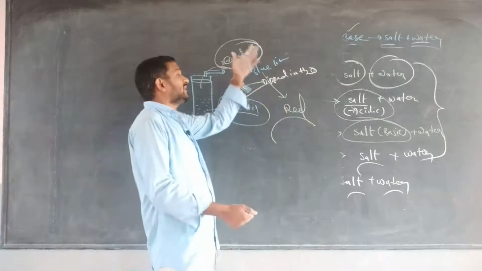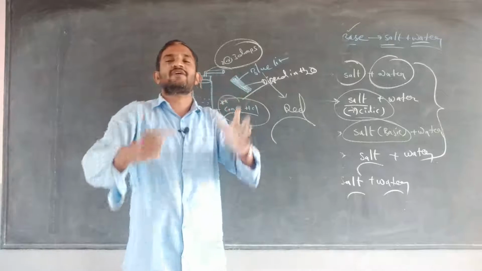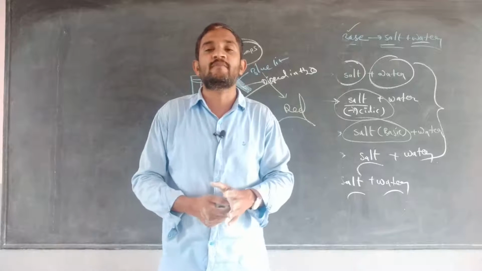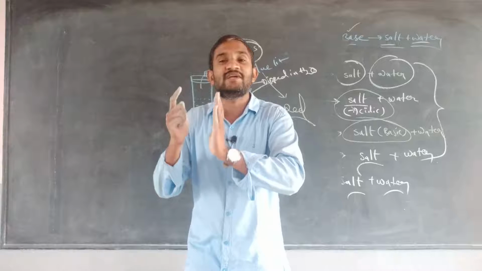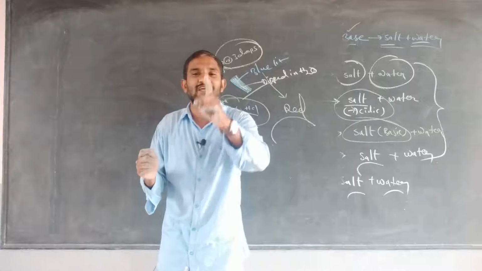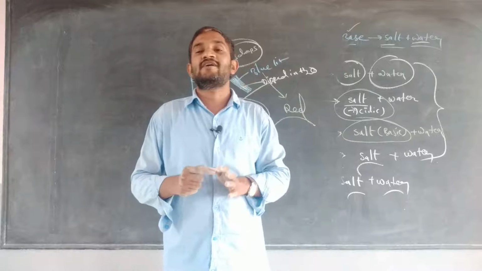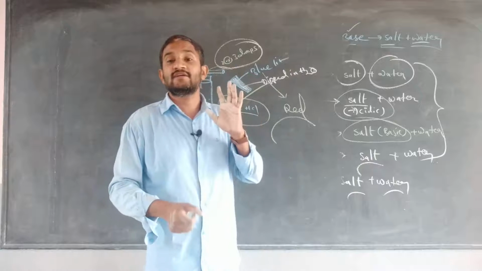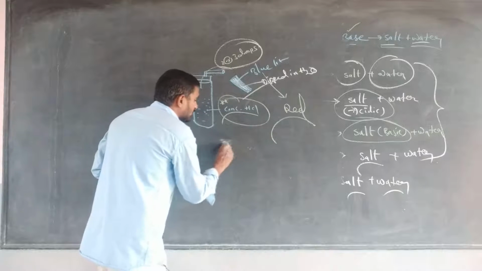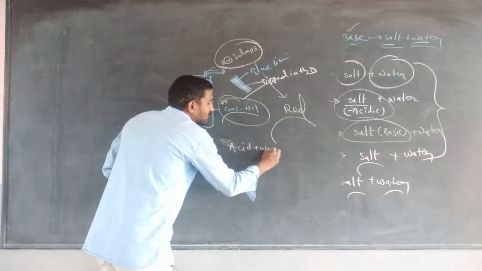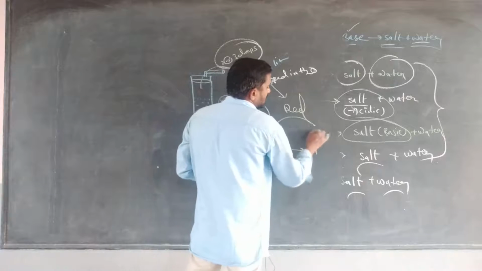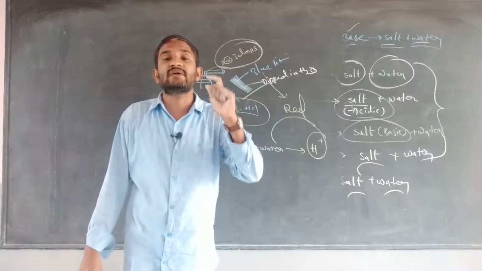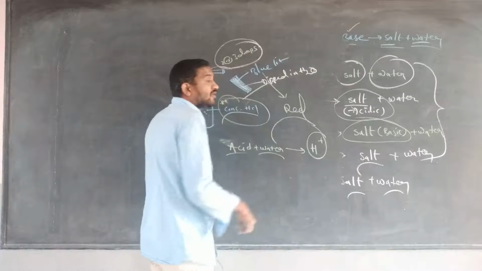Sir, in the second situation, why did it change? We already discussed the Arrhenius theory. According to the Arrhenius theory, when acids and bases dissolve in water, they release H plus ions or OH minus ions. When acids are dissolved in water, which ions are released? H plus ions are released.